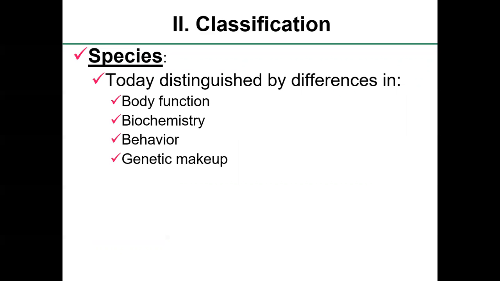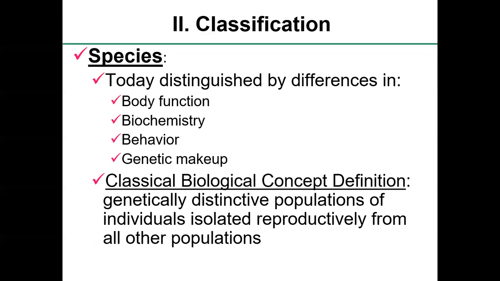In today's definition, species are distinguished by differences in things like body functions, biochemistry, behavior, and their genetic makeup. And if you think about our classical biological species concept definition, it states that you have genetically distinctive populations of individuals that are isolated reproductively from all other populations. So genetically distinct, reproductively isolated. Those are the 2 key factors in our biological species concept, and that's important to remember.